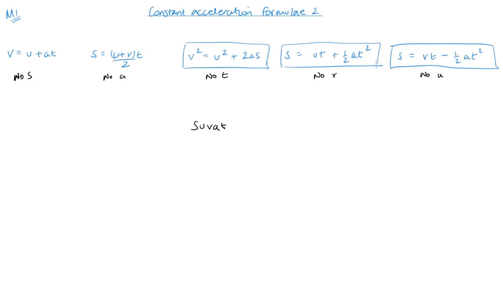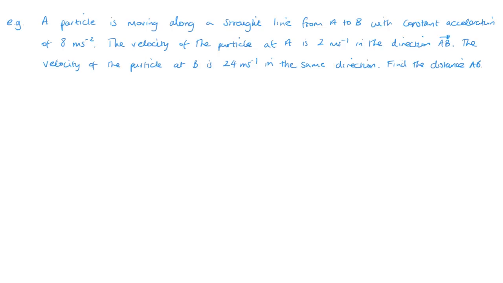Now let's look at one or two examples. So here's our first example. A particle is moving along a straight line from A to B with constant acceleration of 8 meters per second squared. The velocity of the particle at A is 2 meters per second in the direction of AB. The velocity of the particle at B is 24 meters per second in the same direction. Find the distance AB.